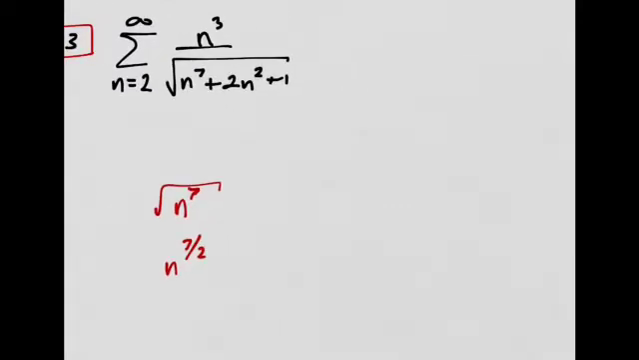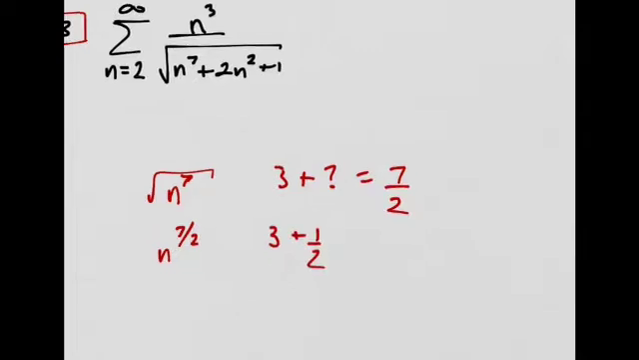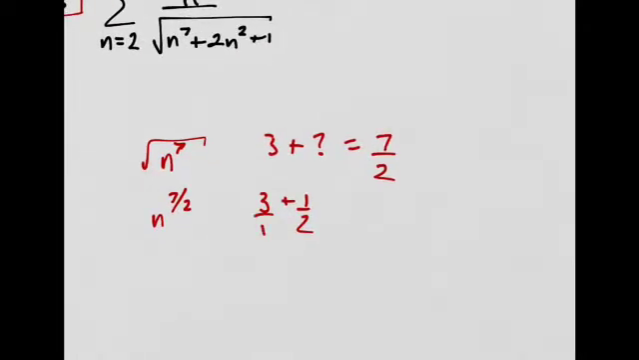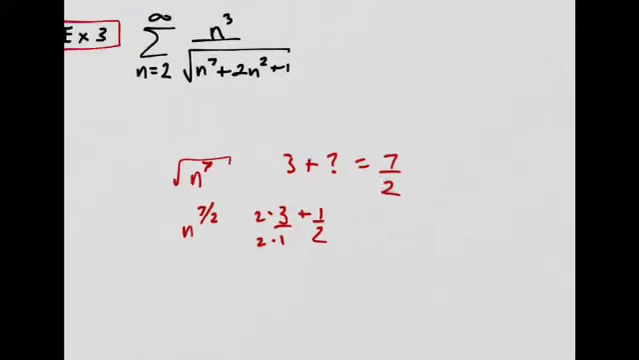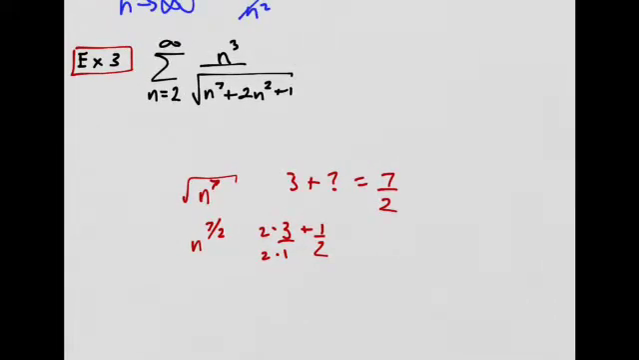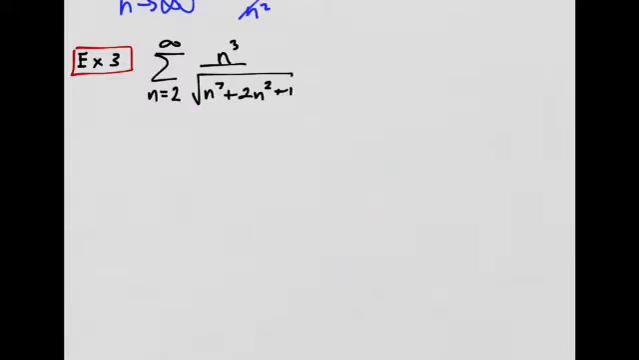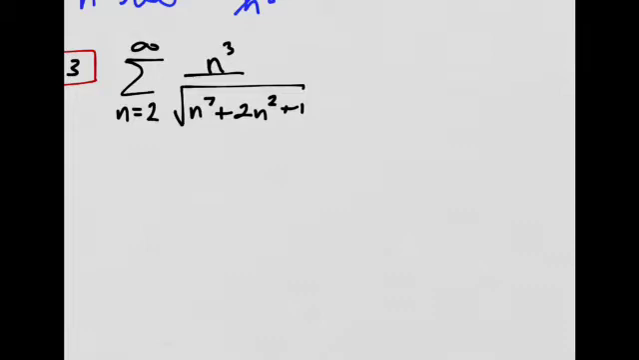So what do I want? 3 plus what gives me 7 over 2? 7 over 2 is a little bit more than 3, so plus 1/2. 3 plus 1/2, because that would be times 2 times 2, that would be 6, 7 over 2. So I need, and this is the part that I was talking about before, I'm going to compare it with b sub n, which is going to be 1 over n to the 1/2.